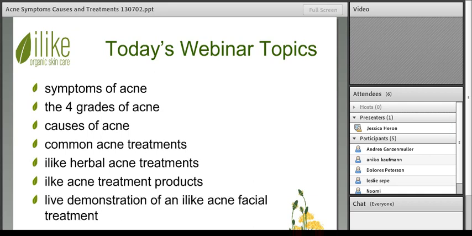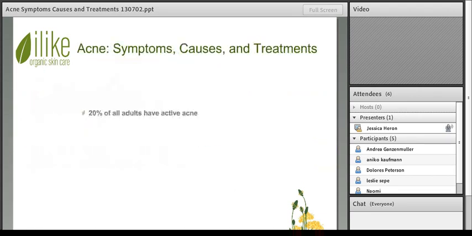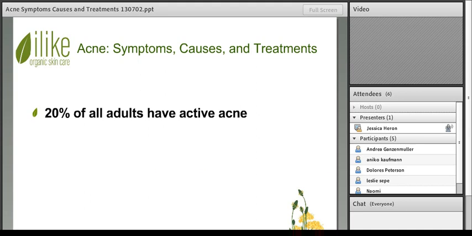We'll also talk about the treatment products and some of the coordinating facial protocols that are also available for you through Ilike. And then we'll also be doing a live demonstration of an Ilike acne facial treatment. I'll also discuss with you some of the other options that you can choose as well, besides the one that we'll be demonstrating today, so you'll get a good idea of what else is available to you and what we would recommend.